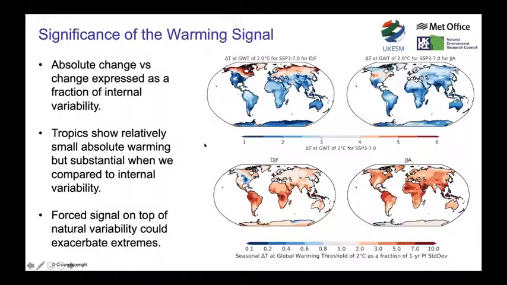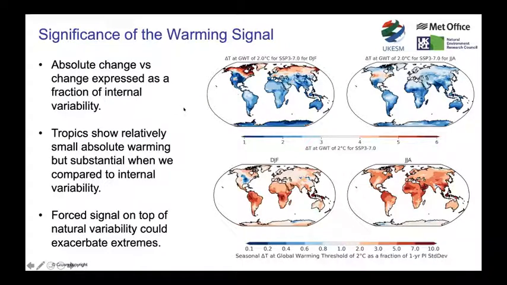Significance of the warming signal. The top picture here shows the absolute change in temperature at 2 degree warming for SSP3-7.0. And we see that the Arctic regions show quite a bit of warming, especially in DJF, the Arctic winter.